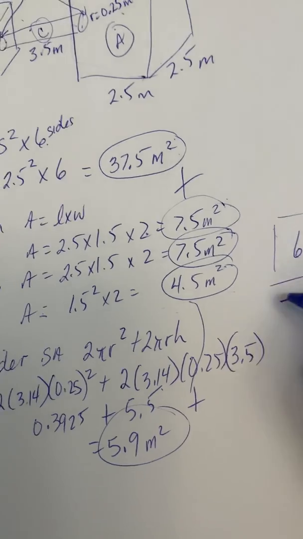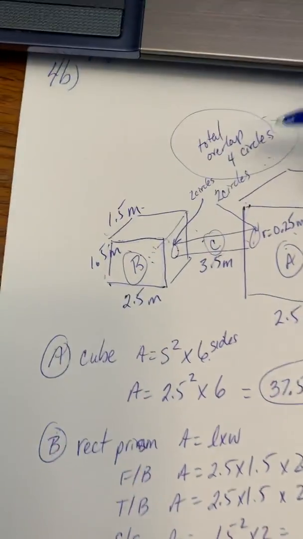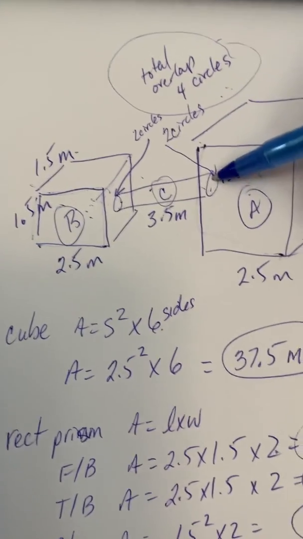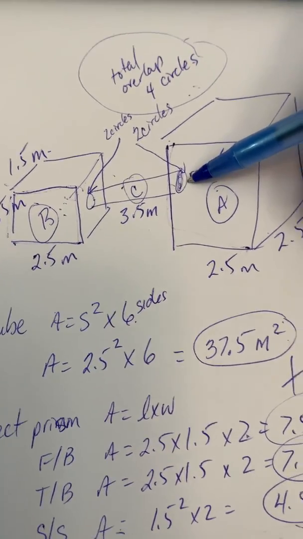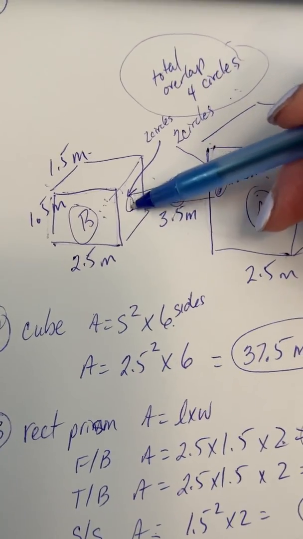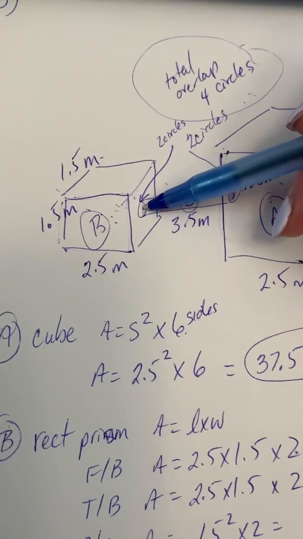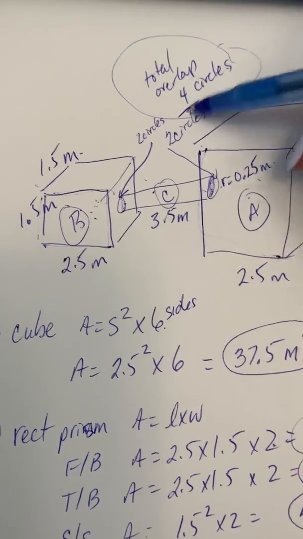And now I have to subtract the overlap. So let's go back and let's talk about this again. Okay, I want to make sure everyone understands. Bottom of the cylinder would not be covered, nor would the spot on the cube where the cylinder attached. Bottom of the cylinder not covered, where it attached to the rectangular prism not covered. That's where we get 4 circles.